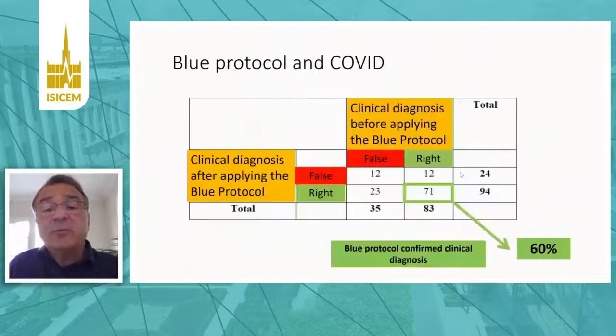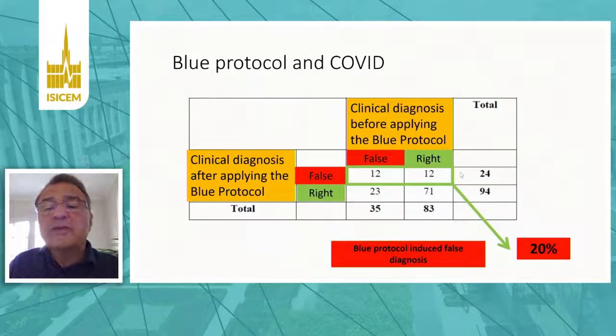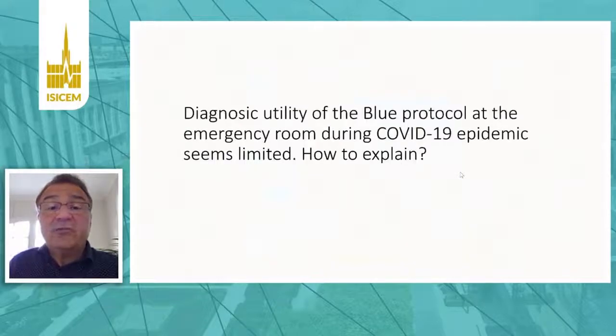And what we found is that in 60% of cases, the Blue Protocol confirmed the clinical diagnosis. In 20% of cases, the Blue Protocol changed the clinical diagnosis in comparison with the final true diagnosis. But in contrast, in more than 20% of cases, the Blue Protocol failed to help the clinician and induced a false diagnosis. And then the diagnostic utility of the Blue Protocol itself at the emergency room during the COVID-19 epidemic seems to us a little bit limited.